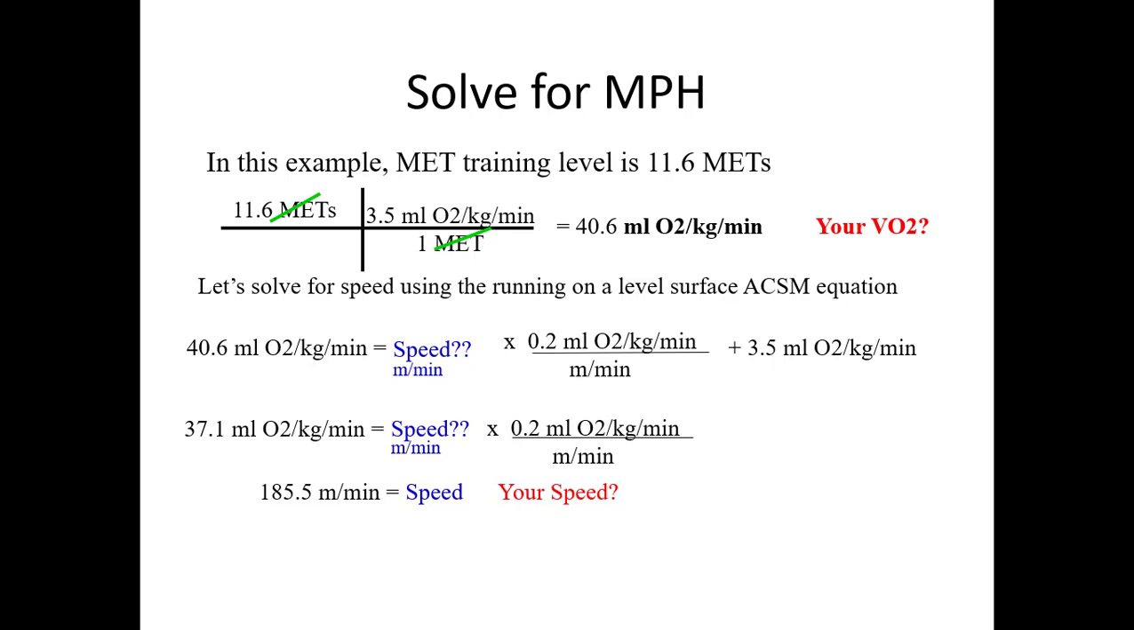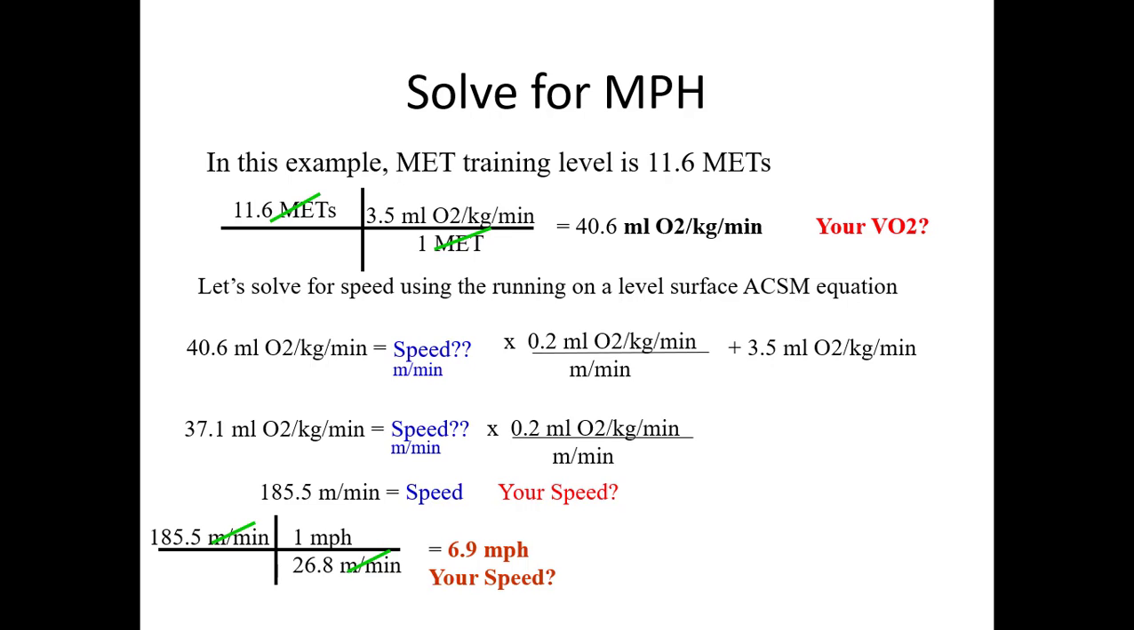But you know, you are not familiar with meter per minute, right? You are familiar with mile per hour. So how can we convert to mile per hour? So put the 185 meter per minute like this, and 1 mile per hour equals 26.8 meter per minute, right? So I can cancel out. So the answer is, oh, my speed should be 6.9 mile per hour. How about class? Does it make sense?